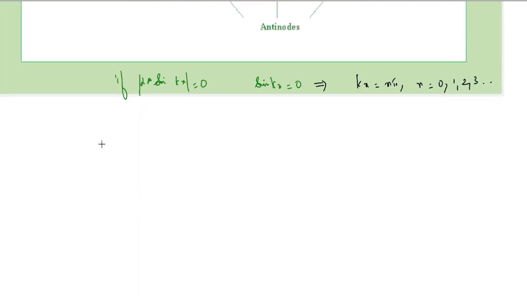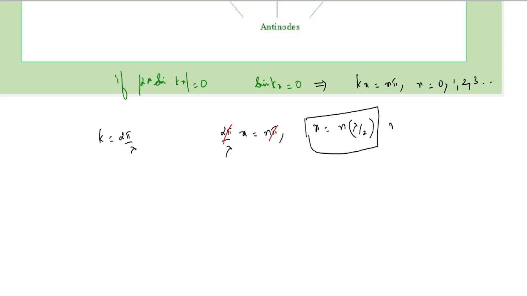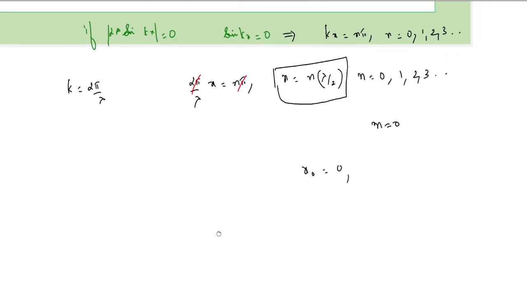But k itself is given as 2 pi by lambda. So putting it back here, we get 2 pi by lambda into x is n into pi. From here, pi gets cancelled. Therefore, x is equal to n lambda by 2. But again, let us recall that n is equal to 0, 1, 2, 3, etc. When you put n is 0, we call it x0, that is equal to 0, which means at the starting point itself it is a node.